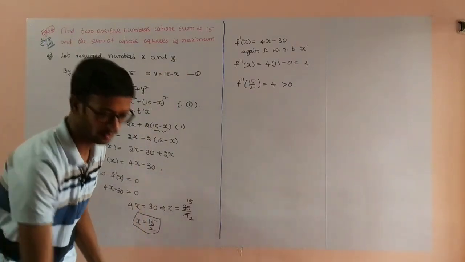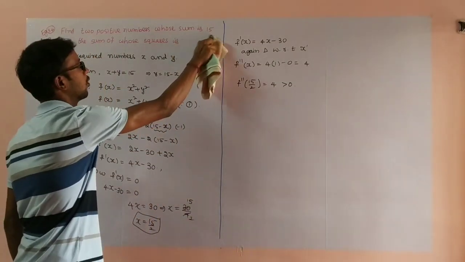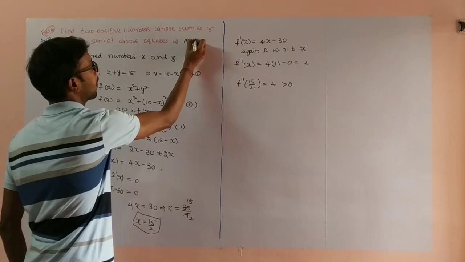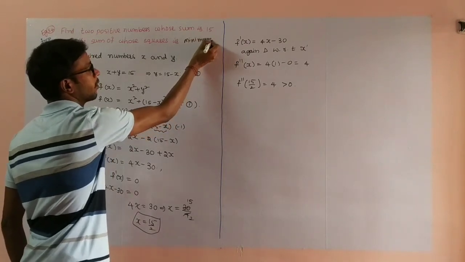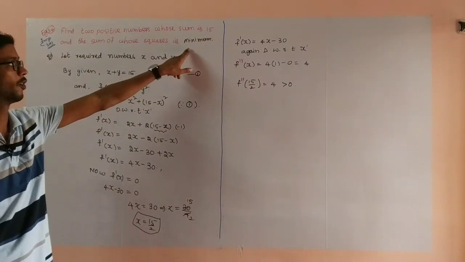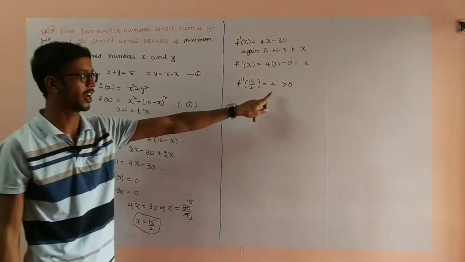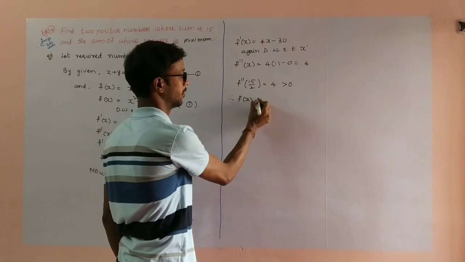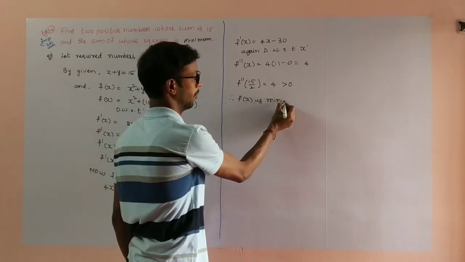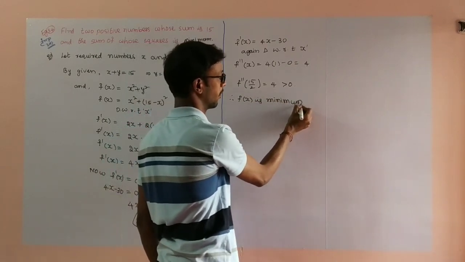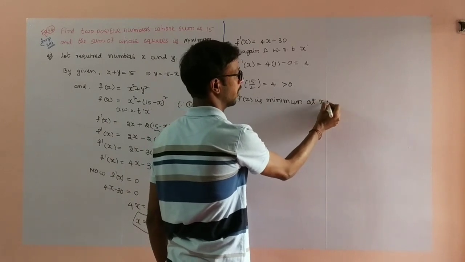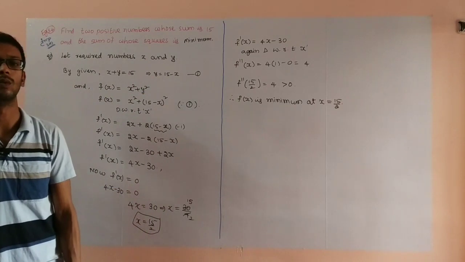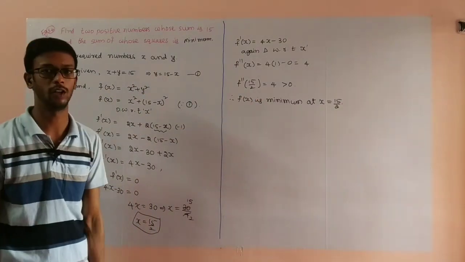Here the question is not maximum, the question is minimum. I wrote the question wrong here. The question is minimum. So we are getting greater than 0. Therefore, f of x is minimum at x equal to 15 by 2. So the minimum value is at x equal to 15 by 2.